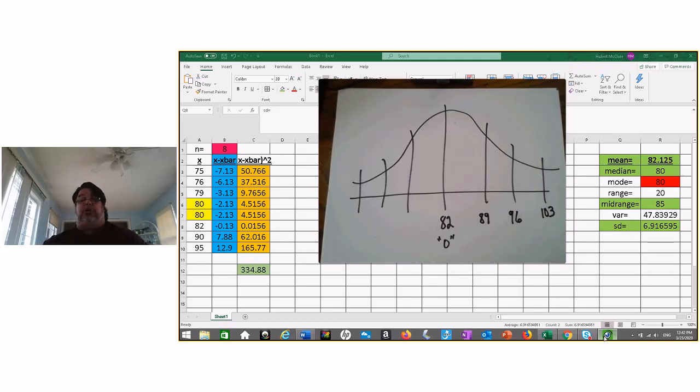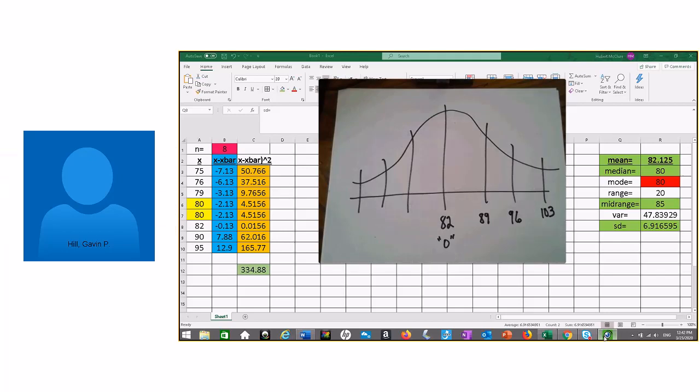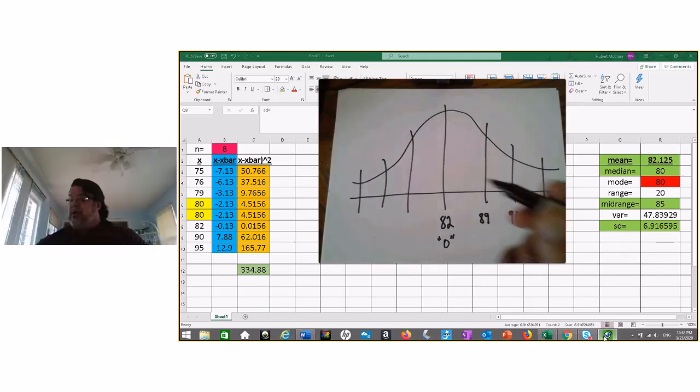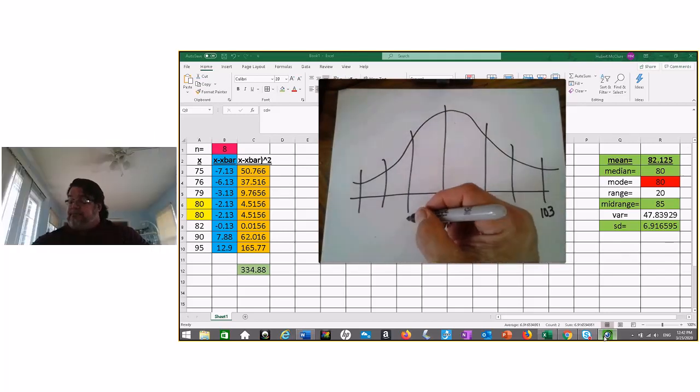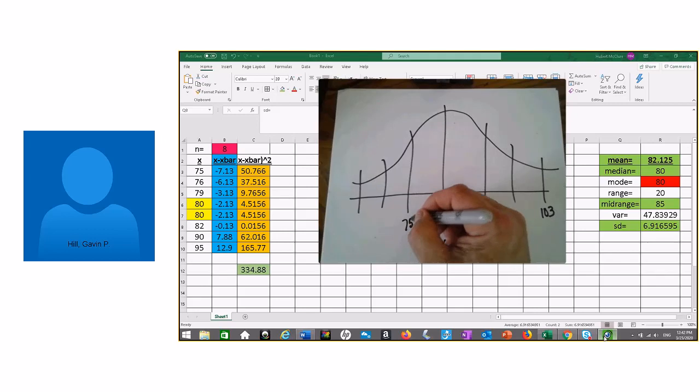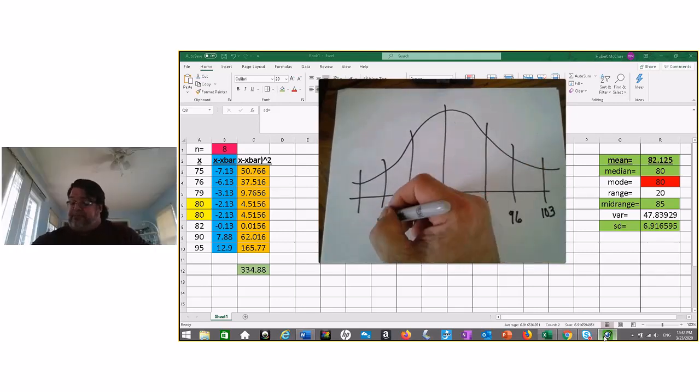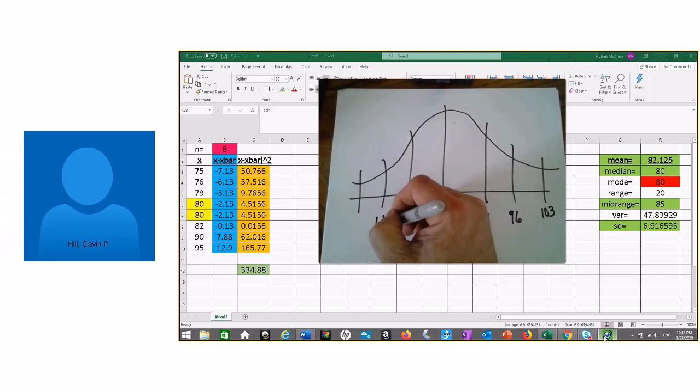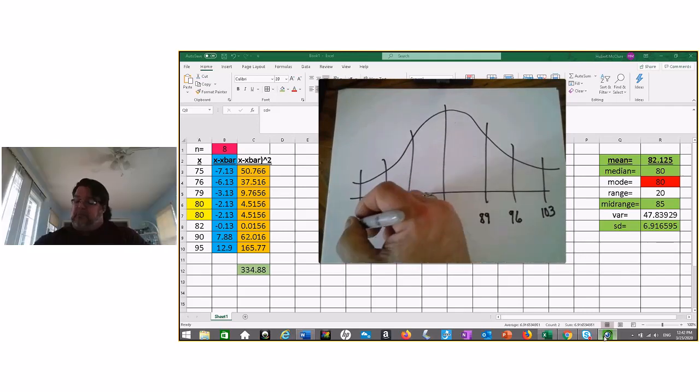And then what do you do on the left side of 0? You would subtract 7. So that's going to be 82 minus 7, 75. And 75 minus 7, 68. And 68 minus 7, 61.